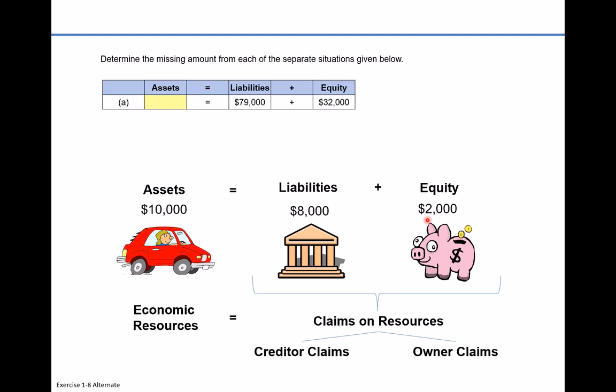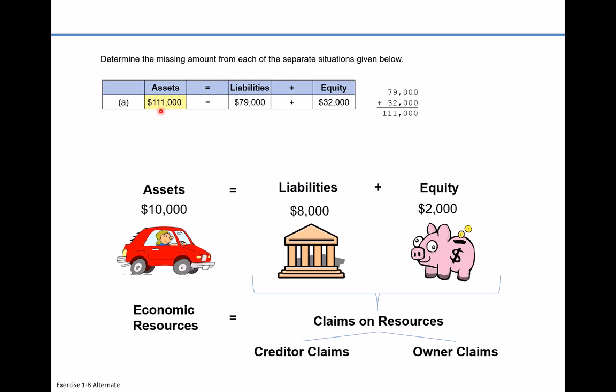The first part says that we have on the right-hand side liabilities of $79,000 and equity of $32,000. We're asked to solve for what total assets are. So with the knowledge of the accounting equation, this becomes pretty simple. We simply take the liabilities of $79,000 plus the equity of $32,000, and we know that if those are the claims, the total economic resources or assets must be equal to the total of those claims, or in this case, $111,000. Okay, that wasn't too bad.